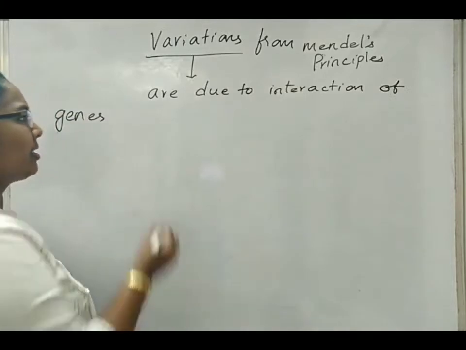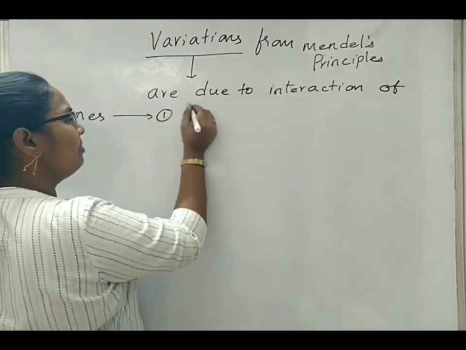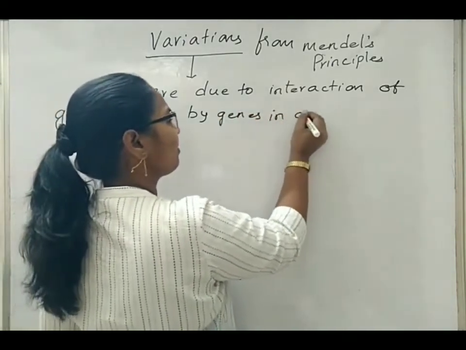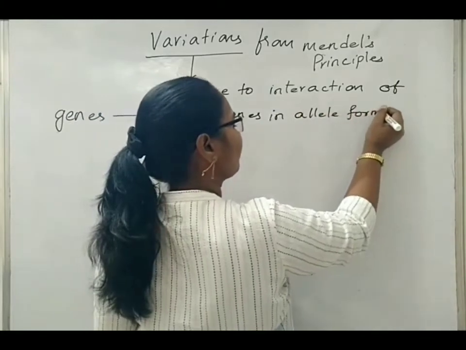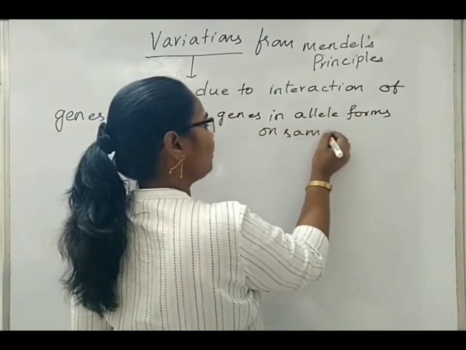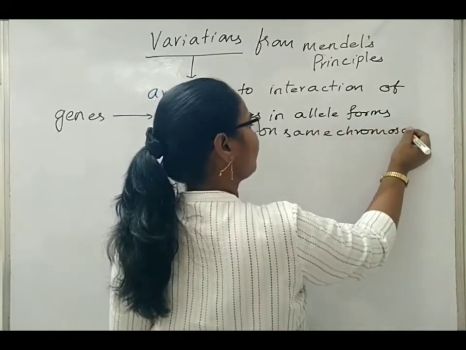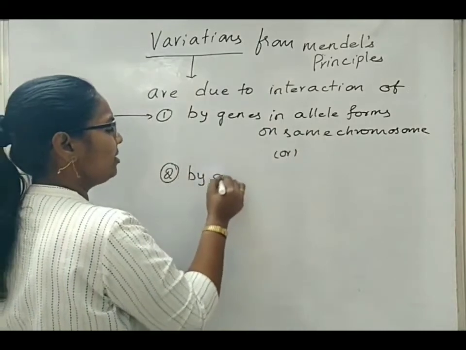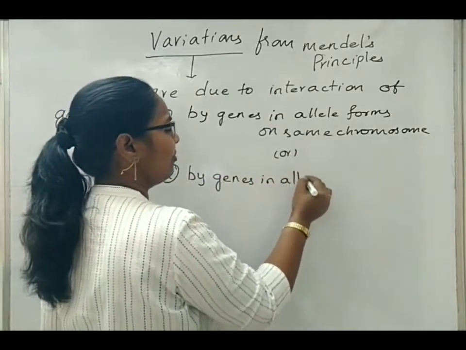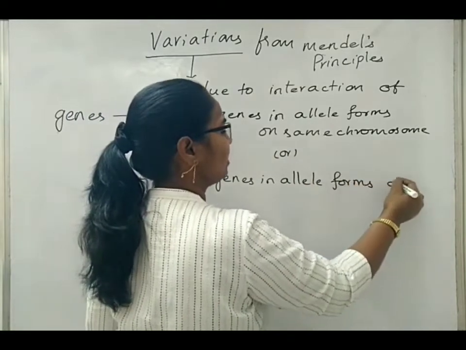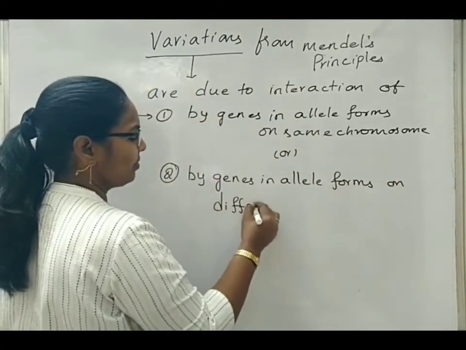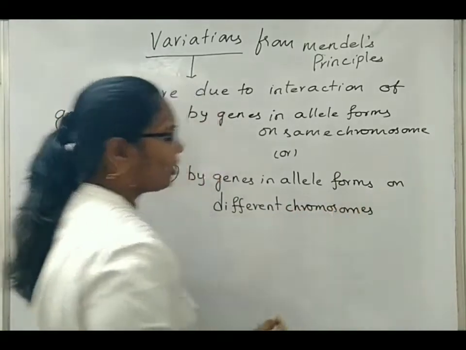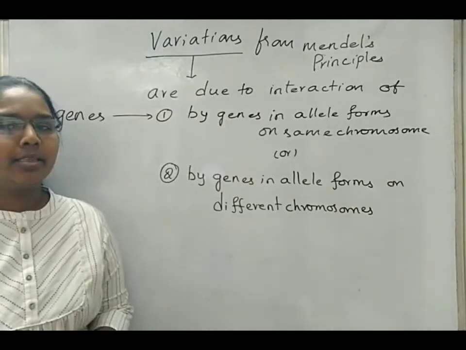Here there are two possibilities. One is by genes in allele forms on same chromosome, or second possibility by genes in allele forms on different chromosomes. Here, whatever the interaction that is expressed by the genes can be studied.